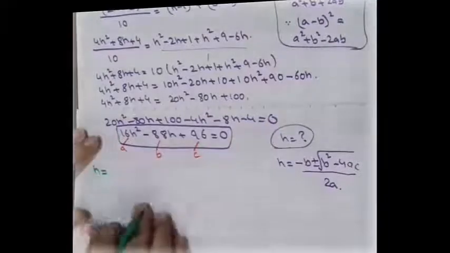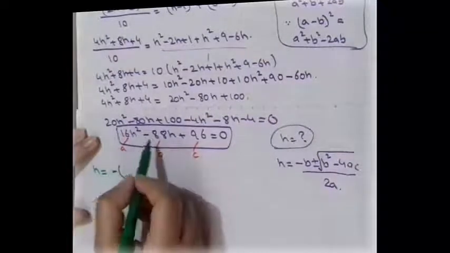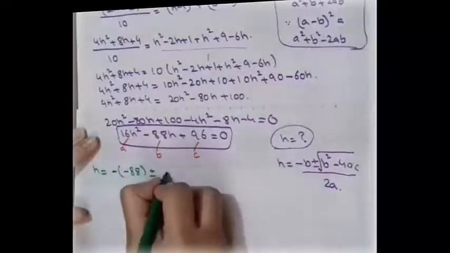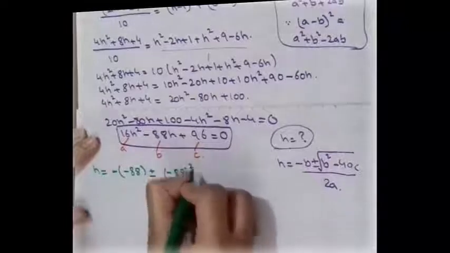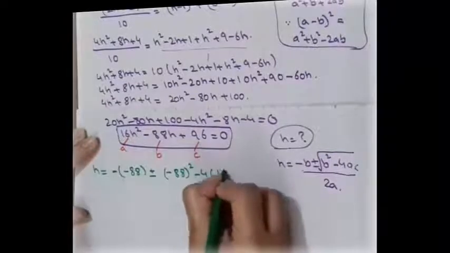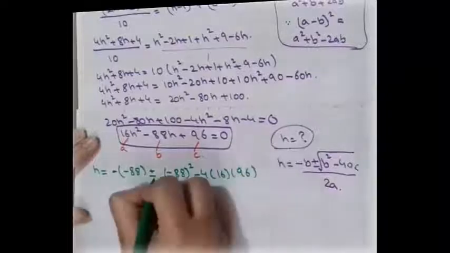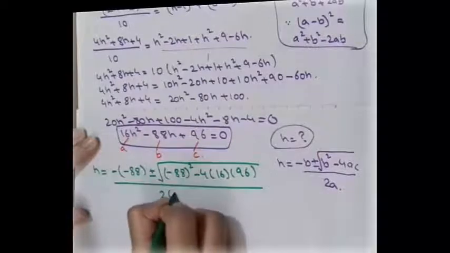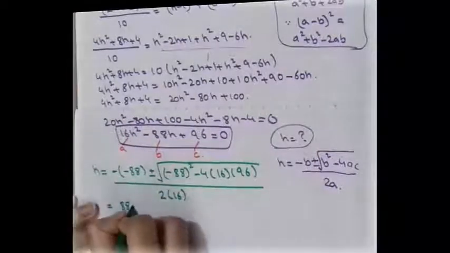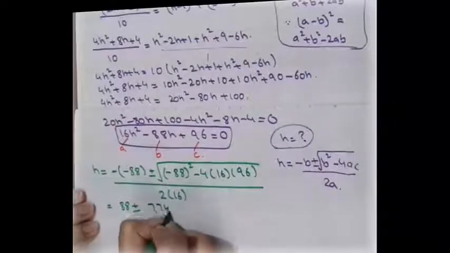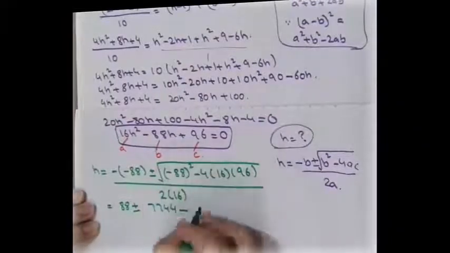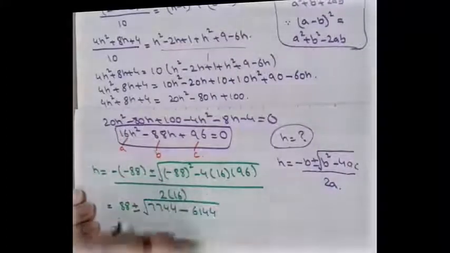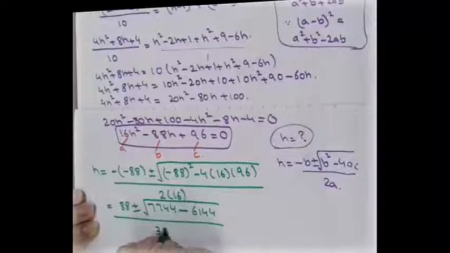h equals minus b, which is minus minus 88, plus or minus the square root of b squared, meaning minus 88 squared, minus 4a, which is 16, and the value of c, which is 96, with this term under the root sign, and divide the whole term by 2a, which is 2 into 16. Positive 88 plus or minus the square root of 7744 minus, to multiply these terms, 6144, and the term is under the root, divided by, we will get 32.